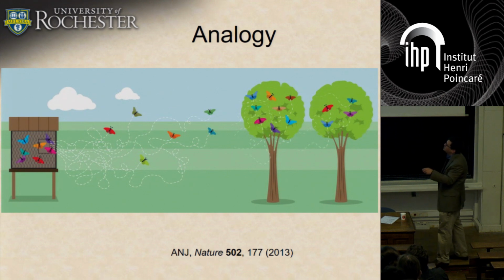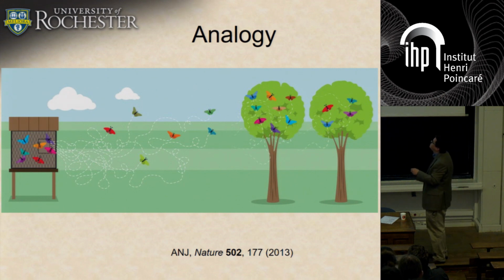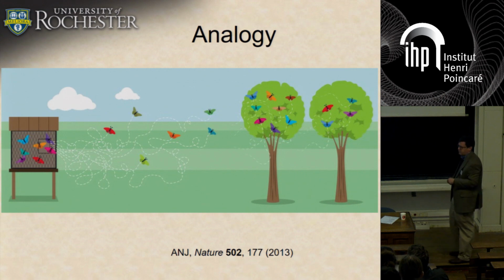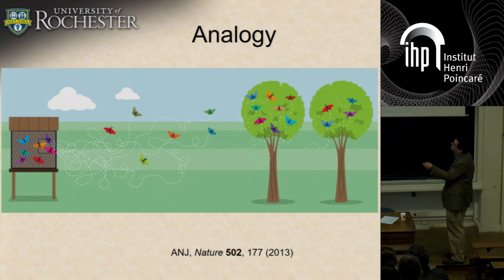I open up the cage, and the butterflies all begin to fly around, and eventually they land on one of two trees. So in the conventional textbook quantum measurement, you would just say the butterfly lands on the left tree or on the right tree with some probabilities. But now with this continuous measurement process, I can actually track in a dynamical way how the butterfly gets from the cage, going through its stochastic trajectory, to landing, say, on the left tree.